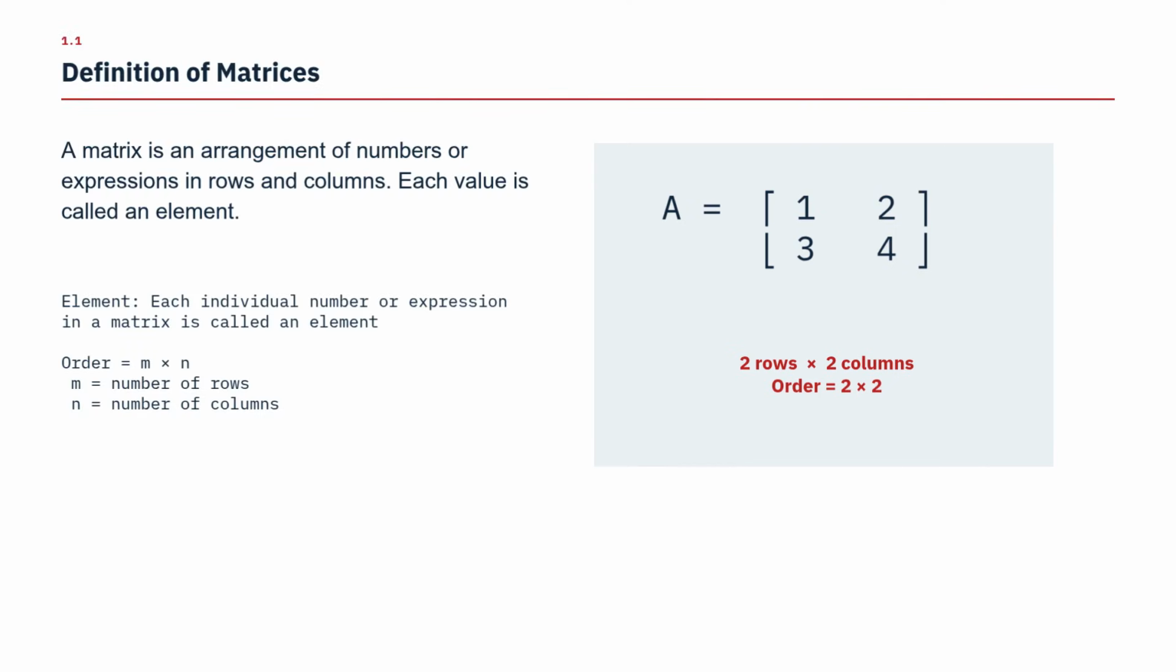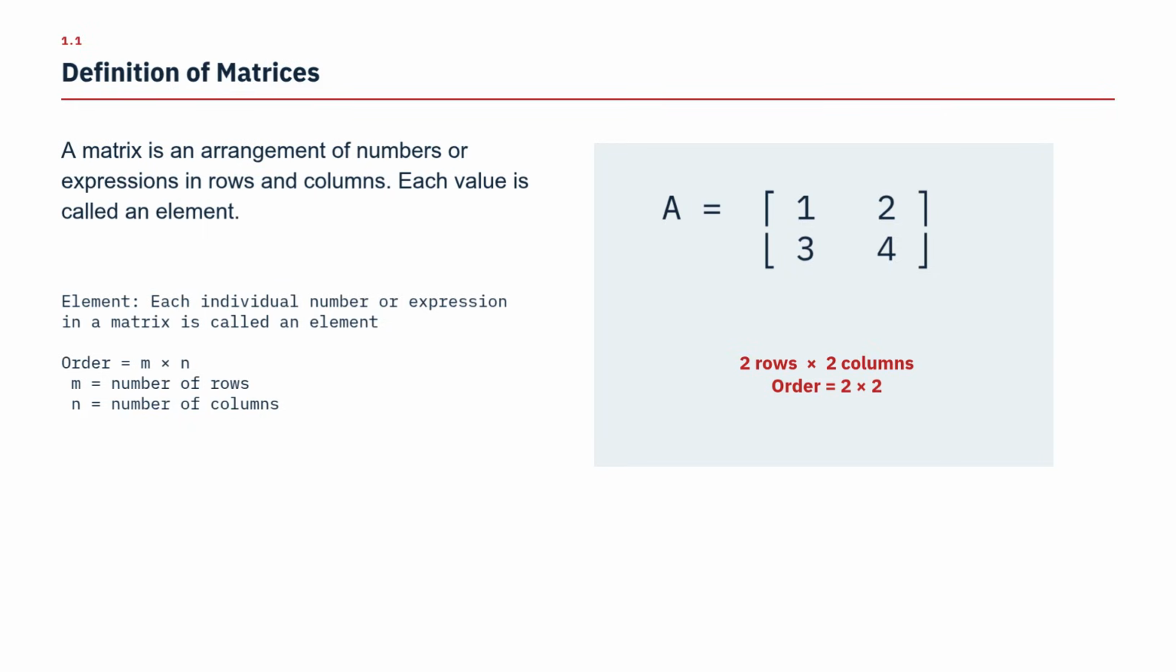What is the definition of a matrix? A matrix is simply an arrangement of numbers or expressions in rows and columns. For example, we have a matrix A which contains the numbers 1, 2, 3, and 4. Here, the numbers 1 and 2 form the first row, while 3 and 4 form the second row. So this matrix has two rows. For the columns, 1 and 3 form the first column, while 2 and 4 form the second column. So it has two columns.